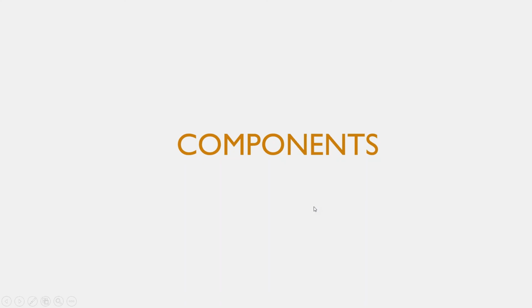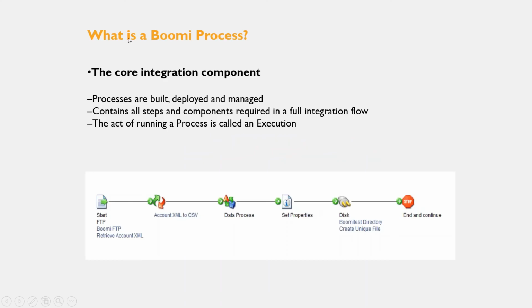We'll now discuss the components. As we have seen, the Boomi process is the core integration component. Processes are built, deployed and managed. It contains all the steps and components required to build your full integration flow, and the act of running the process is called an execution.